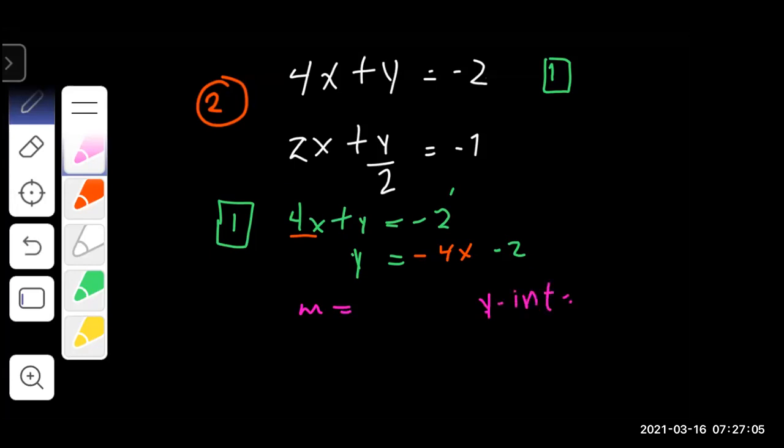Okay, can someone help me? What is the slope in this one? -4. Thank you very much. It's going to be -4. And I need a fraction, guys.